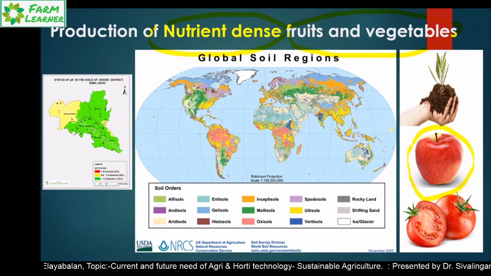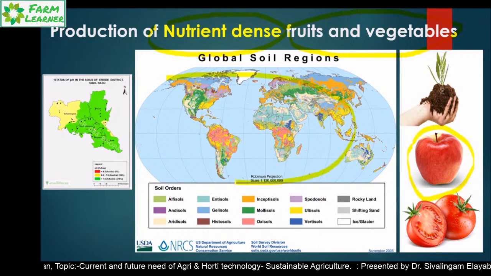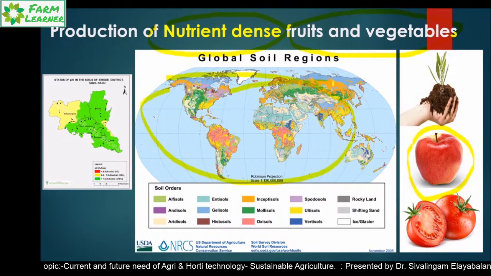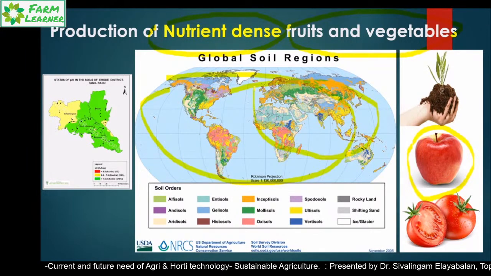How will we have a healthier life? Yes, our globe has diversified soil profiles and diversified fruits and vegetables. So why do we want to think about nutrient dense fruits and vegetables? That is foremost important for soil health management and plant health management, and our health also.